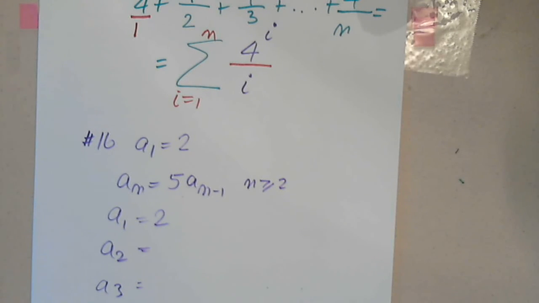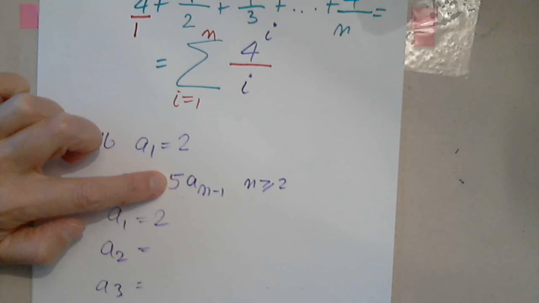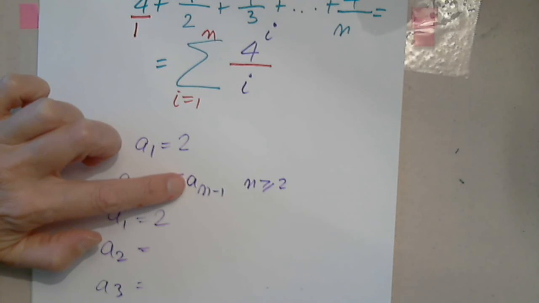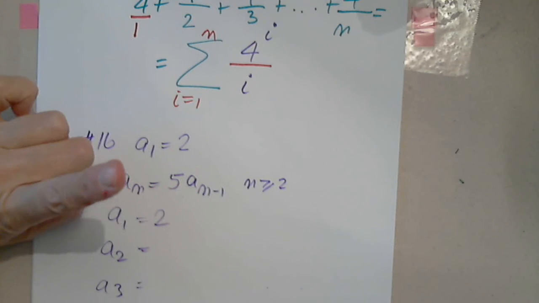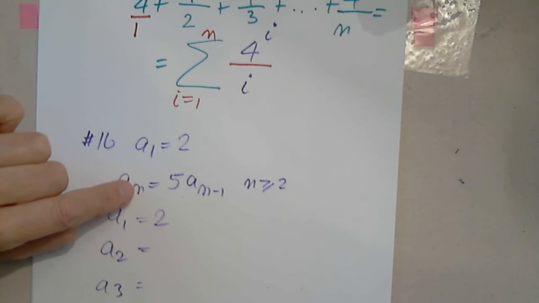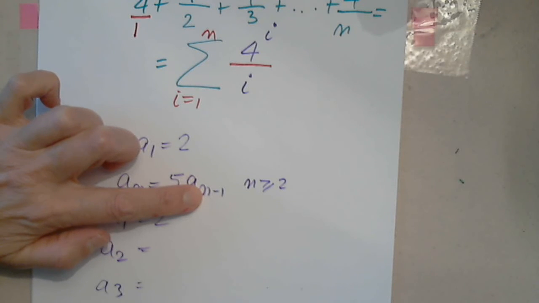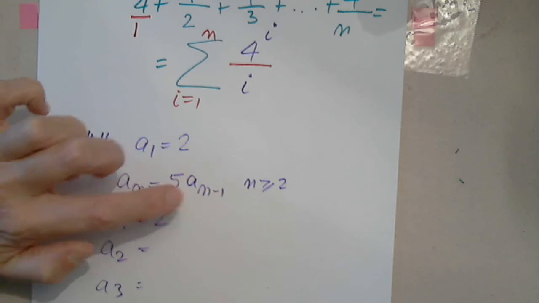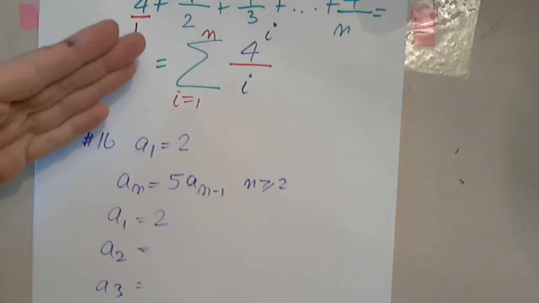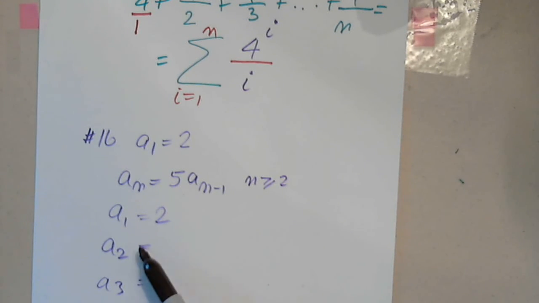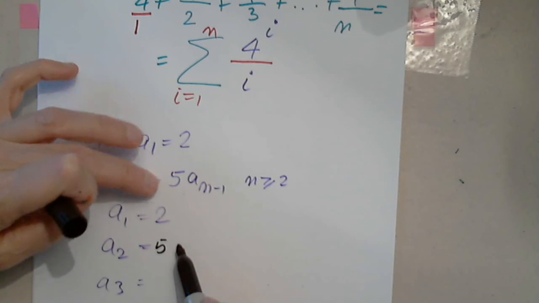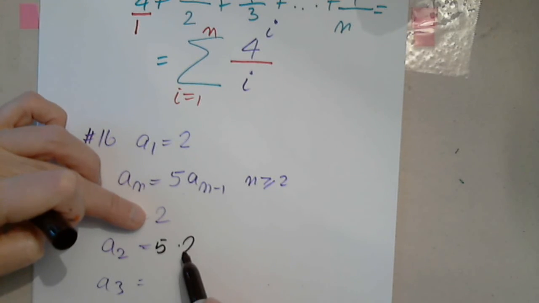How much is a sub 2? a sub 2 is 5 multiplied by what? If this is a sub n, and n is 2, this is 2 minus 1. The previous one, it's 5 times 2. So it's 5 from the formula times 2, which is the previous term, 10.